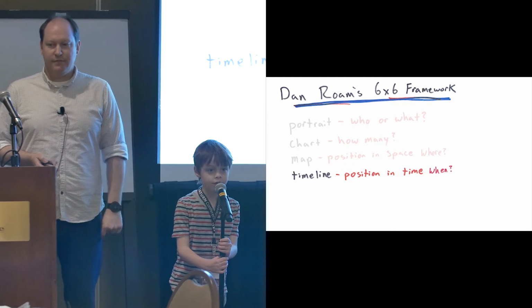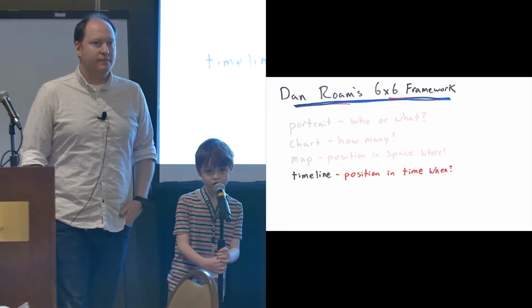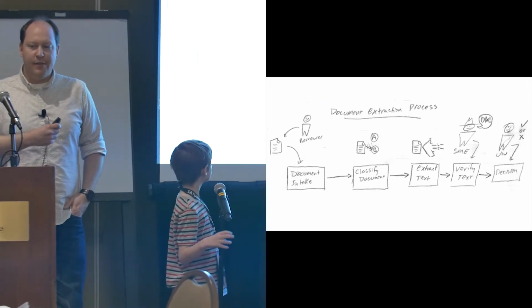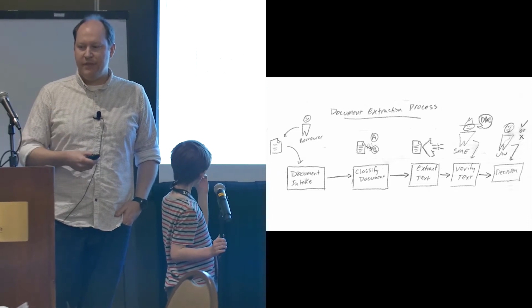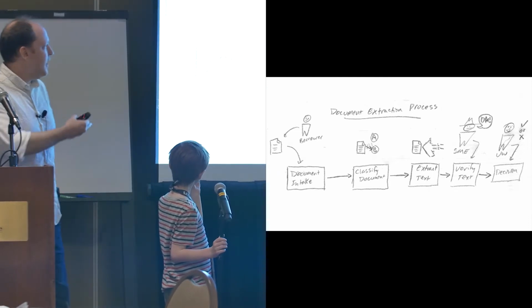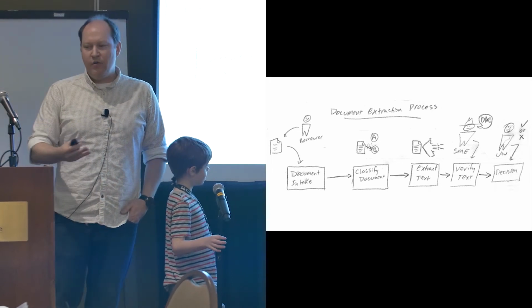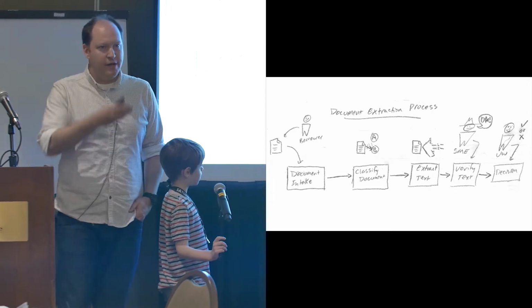The timeline shows a position in time and helps us answer the question, when. So timelines are showing sequences of events, such as this process diagram. So if we wanted to answer the question, when do we verify text? Well, we do it after we extract it, but before we use it to make a decision, right?